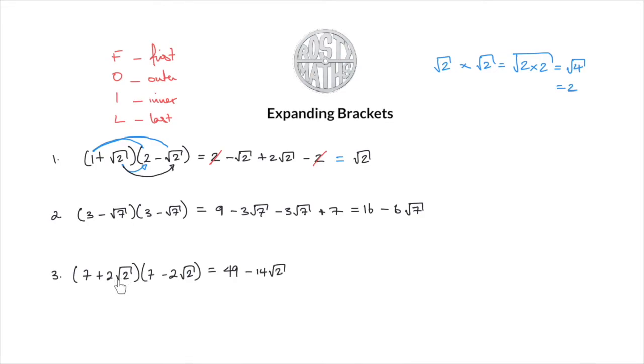Then we do the inner. 7 times 2 root 2. That becomes a plus 14 root 2. And then we do the last. 2 times 2, that becomes 4. So that becomes negative 4. And then when I do the root 2's by the root 2, that just becomes 2.